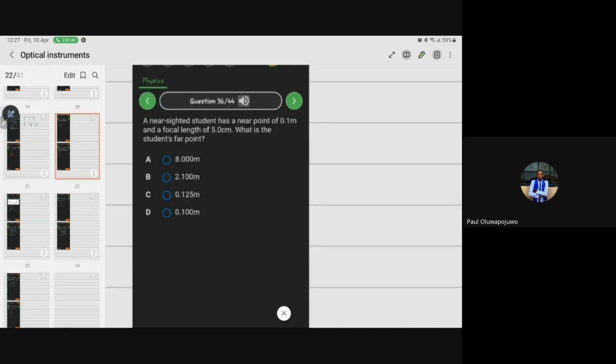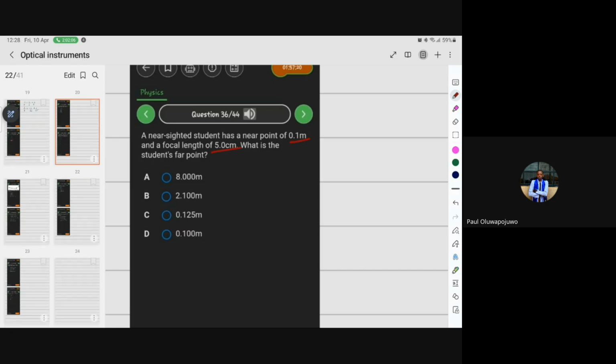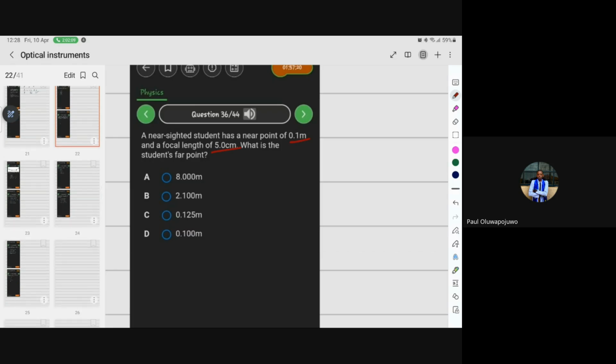So now they gave us something here, a nearsighted person. When you hear nearsighted, what does it mean? Short-sighted person, yeah. So he has a near point of 0.1, right? And then a focal length of 5.0. So what is the far point? Rachel and Co, you guys should work it out, please. What is the far point?